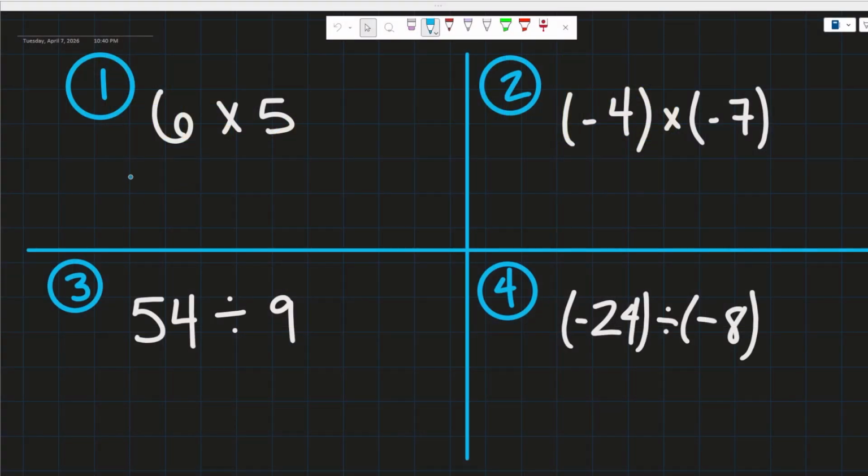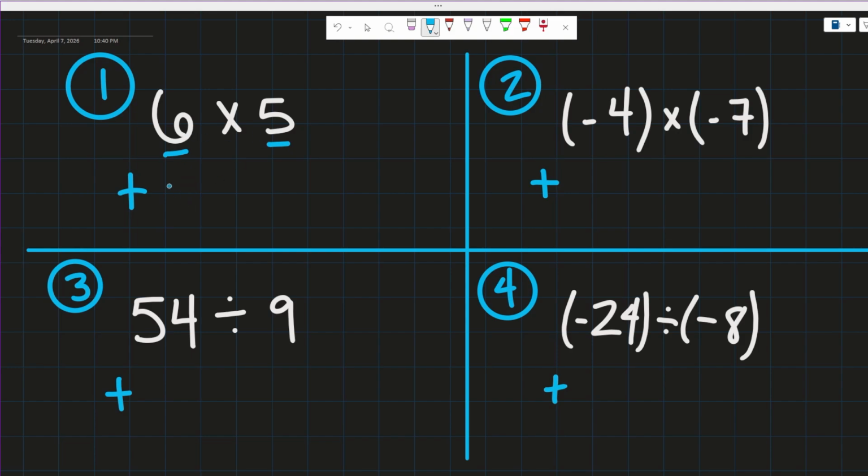All right, here we go. Positive times positive, positive. Negative times negative, strangely enough, positive. Now we're dividing, but still we're looking at the signs. Positive divided by positive is going to be positive, and negative divided by negative is also positive. Now we can go back if we'd like and solve these. We're just going to be looking at the numbers. Now we're just going to completely ignore any sign we see.